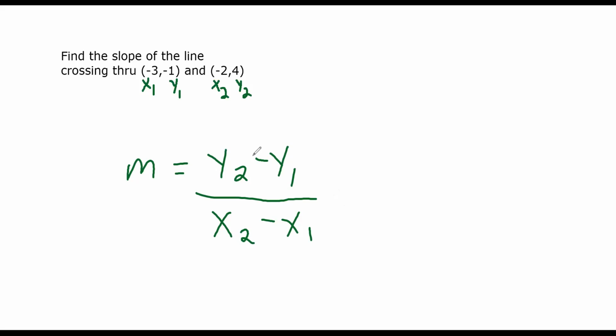So be very careful. This is subtraction up here. Down here is also subtraction. We're going to subtract even if we end up subtracting a negative number. That's fine. Don't let it throw you off. This is going to become, well, y2 is 4, y1 is -1. So I'm doing 4 minus -1. Don't just do 4 minus 1. Do 4 minus -1 because that's exactly what it is. On bottom, x2 is -2 minus -3.